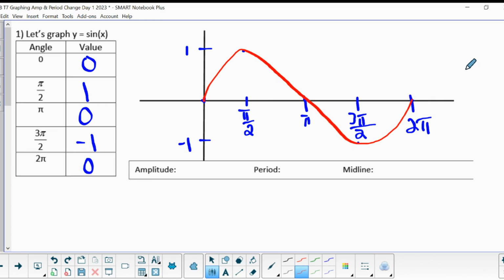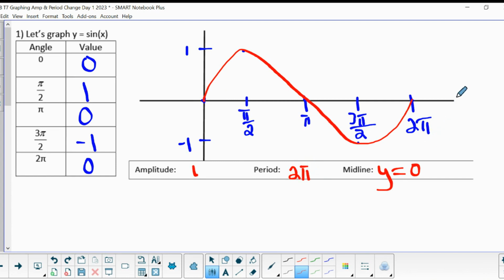All right, so there is my sine curve, and the amplitude is the highest value from the middle, and the middle happens to be 0. For all the ones we're doing today, the midline will always be y equals 0. Tomorrow we'll focus on changing that midline. And you can see the amplitude then is from the middle up 1 or down 1, so the amplitude is 1.